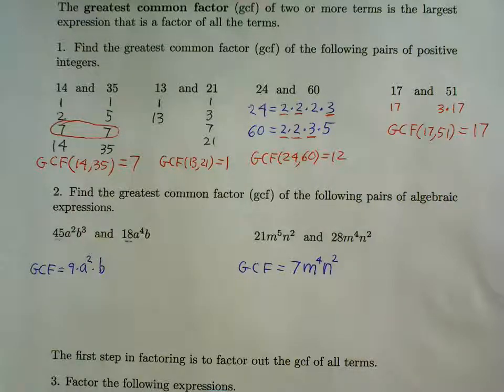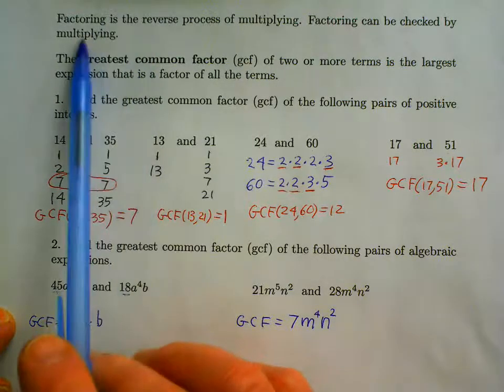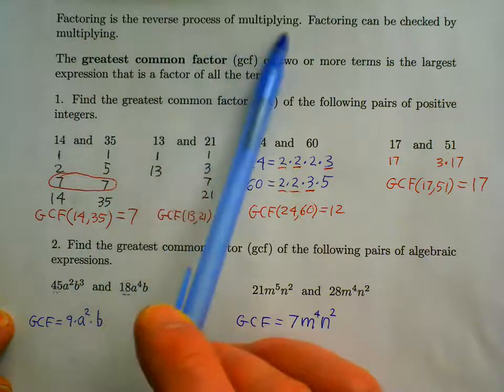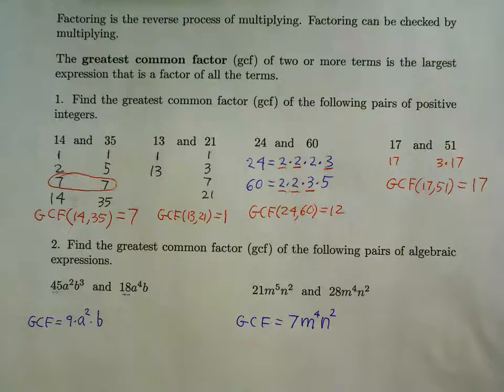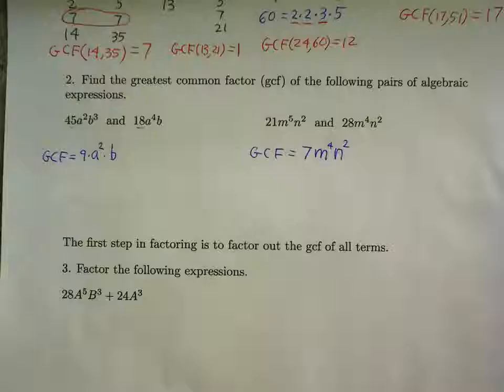Okay, now we're ready to start factoring. So remember the first sentence today? Factoring is the reverse process of multiplying. So in my opinion, one key to learning how to factor effectively is to first know how to multiply, because factoring is just the reverse process of multiplying. Okay, so down here, we're going to start factoring polynomials.